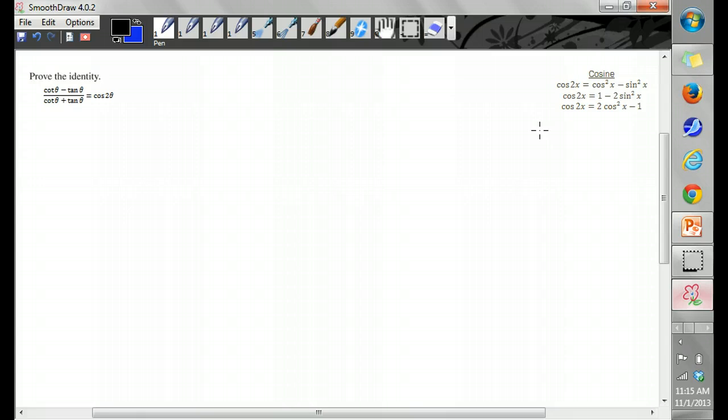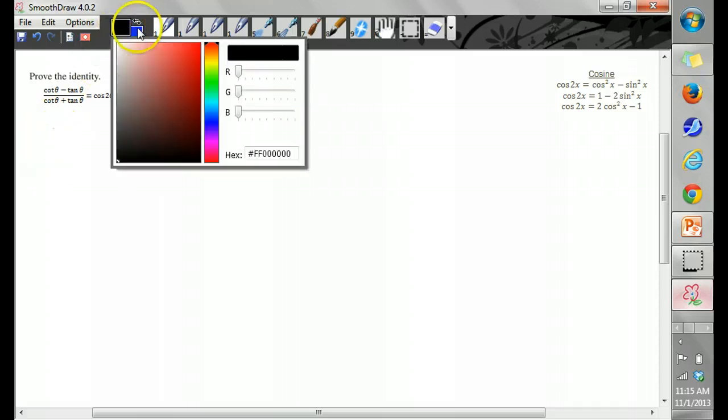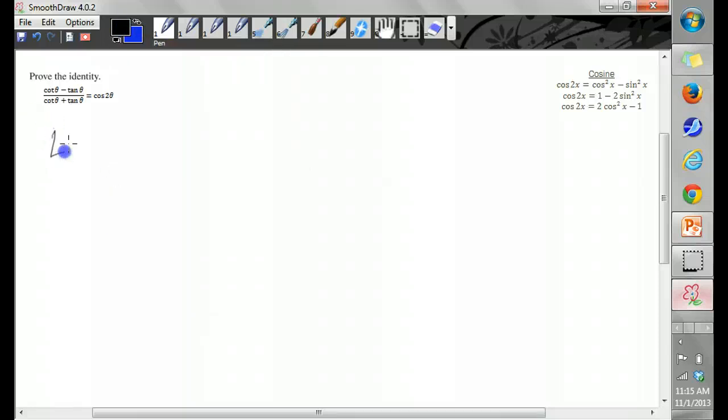And the left-hand side of this identity looks more complicated anyways. So I'm going to start manipulating the left-hand side to see if I can get it to turn into one of these cosine double angle formulas. So we'll start with the left-hand side. And I'll begin by rewriting everything in terms of sine and cosine. So cotangent theta becomes cosine theta over sine theta. And tangent becomes sine theta over cosine theta.